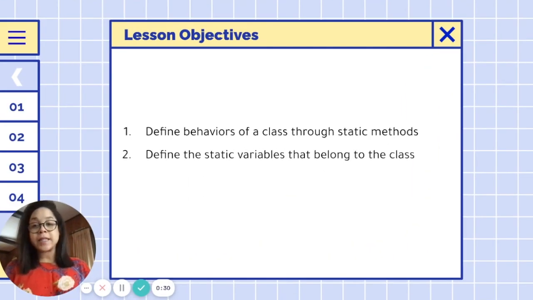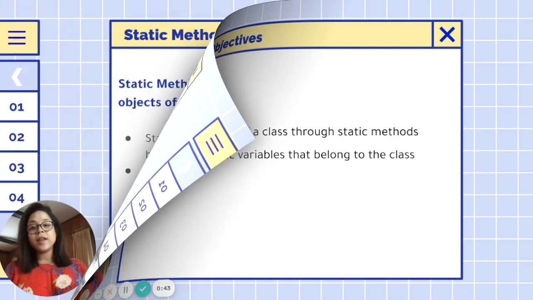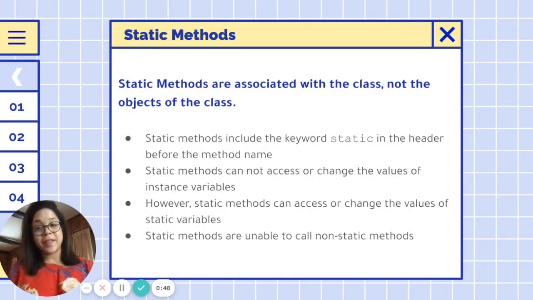So there's two objectives of this lesson. The first one is we want to be able to define behaviors of a class using static methods. And then we also want to be able to define static variables that belong to a class. So first, we'll talk about static methods.